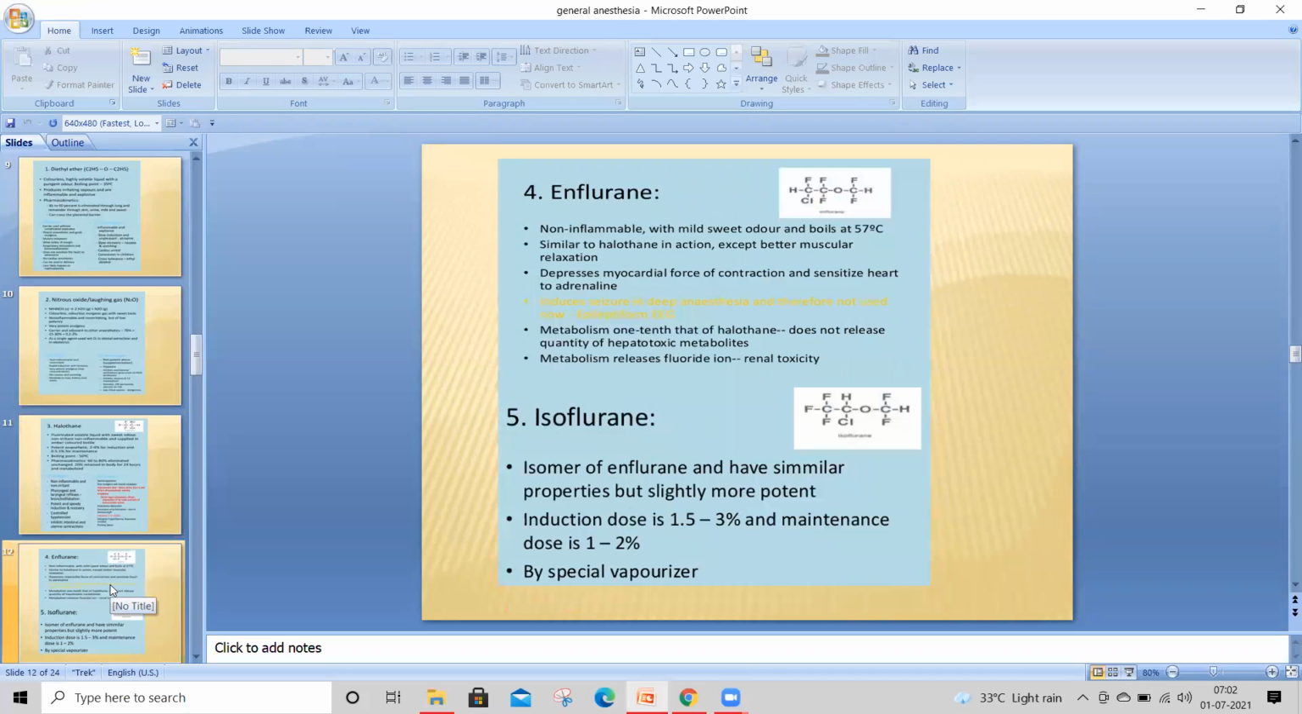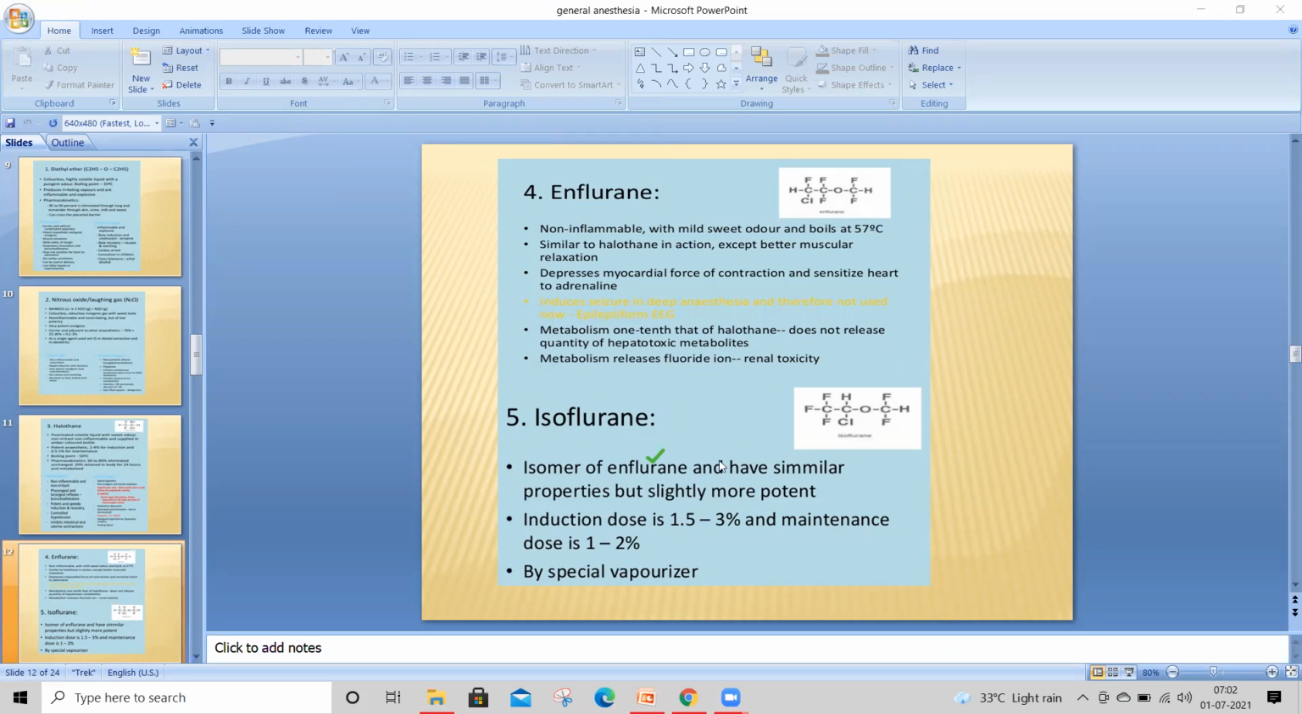Again, drugs like enflurane and isoflurane are there, and this one is non-inflammable. And maximum general anesthetics are non-inflammable except diethyl ether. You have to remember that. Isoflurane, you can see here, is the isomer of enflurane. You have to remember this point.